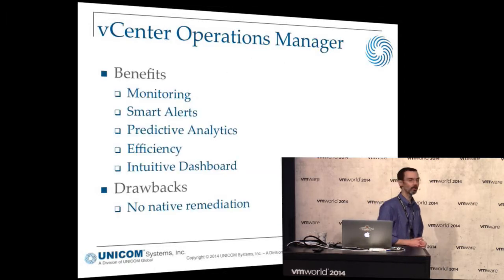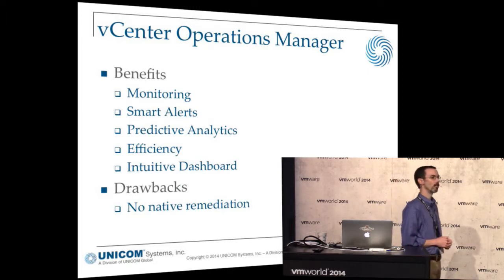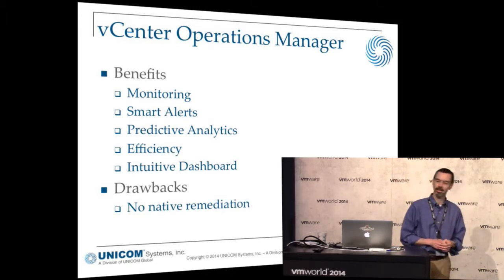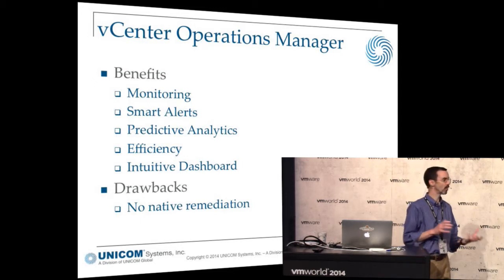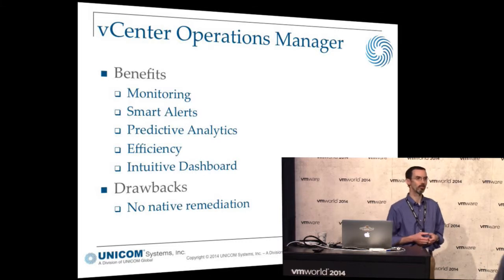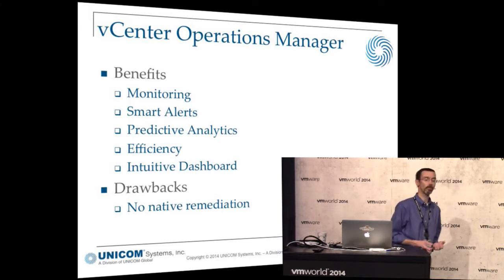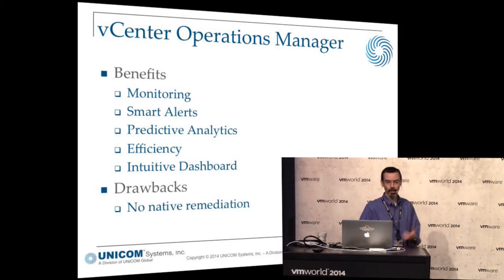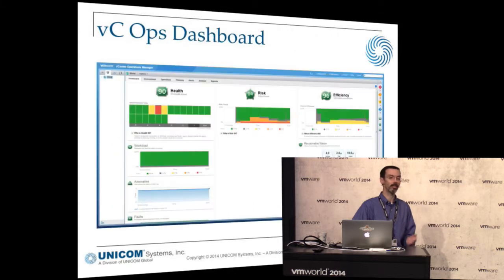We have vCenter Operations Manager. One of the great proactive functions of this utility is its predictive analytics. It can tell us when we've got capacity issues or workload issues that are impending, and we can fix them before they become a problem. vCenter Operations Manager has all kinds of monitoring and smart alerting that help us. It's got a very intuitive dashboard.